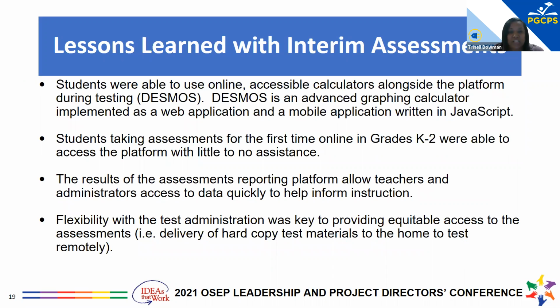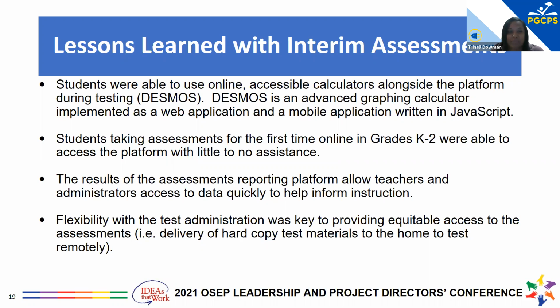When we think about our lessons learned for the interim assessments, we're very excited to report that students were definitely able to use accessible calculators through Desmos with the platform, particularly for our mathematics assessment. Students who are blind or have vision impairments were able to use Desmos, which gives them access to a graphing calculator that's implemented as a web application and a mobile application written in JavaScript, which makes the calculator very accessible. The other thing that we are excited about is that our students taking the assessment in grades K through 2 were really able to access the platform with little or no assistance.